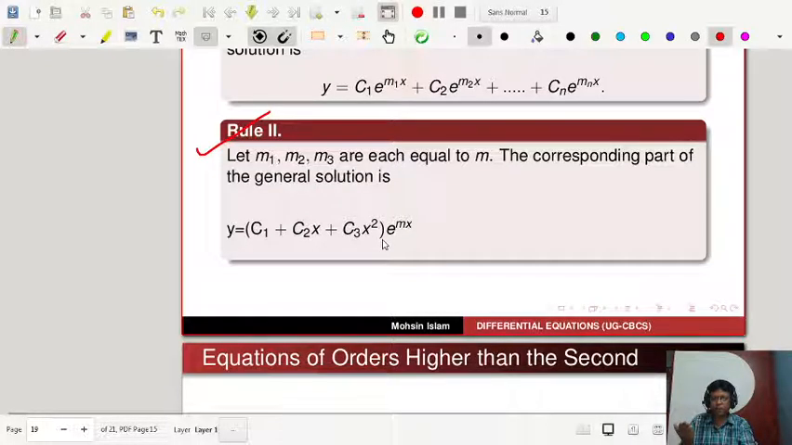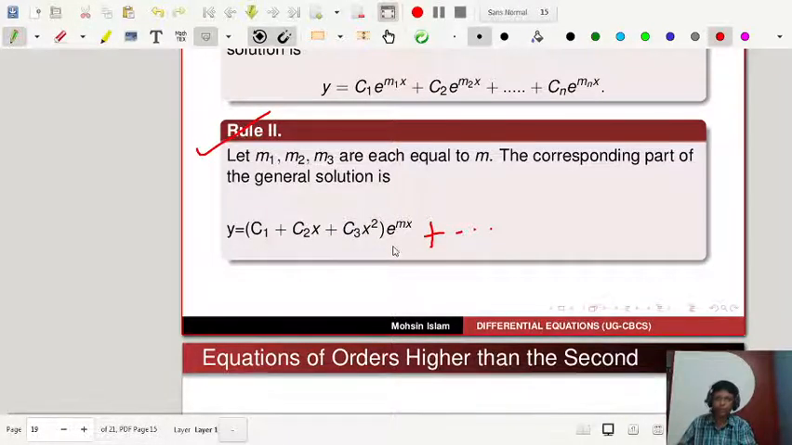Rule 2: higher order algebraic equations are reducible to second order. If you know second order differential equations very well, then you can generalize your concept. Rule 3: m1, m2, m3 are each equal to m, all are equal. You have an nth degree equation, so maybe there are more roots involved. The corresponding part of the general solution will be c1 plus c2x plus c3 x square, times e to the power mx.